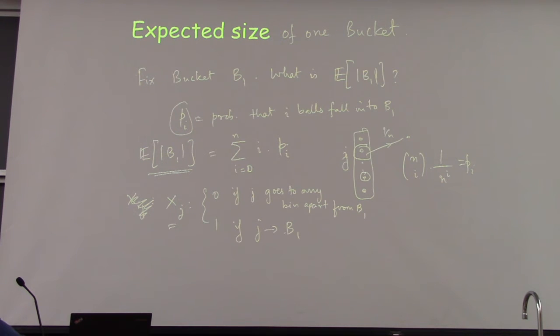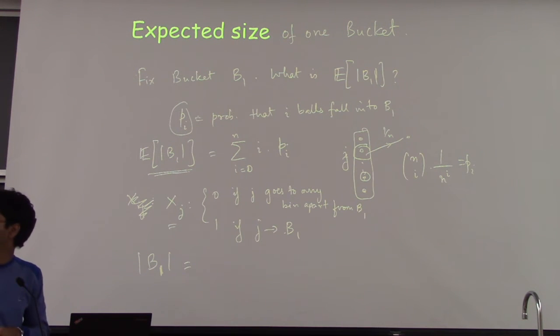Now, how can we write the size of B1? Suppose you defined all these random variables. Is there a way to write the size of B1 in terms of these random variables?